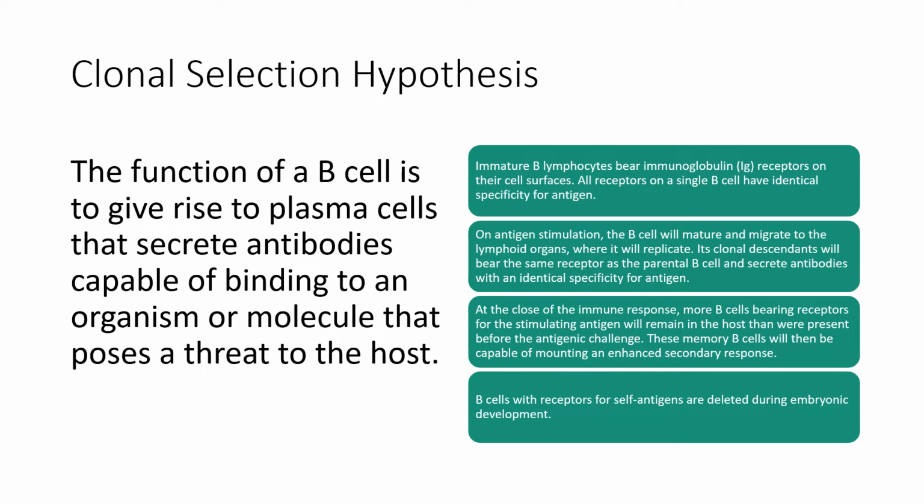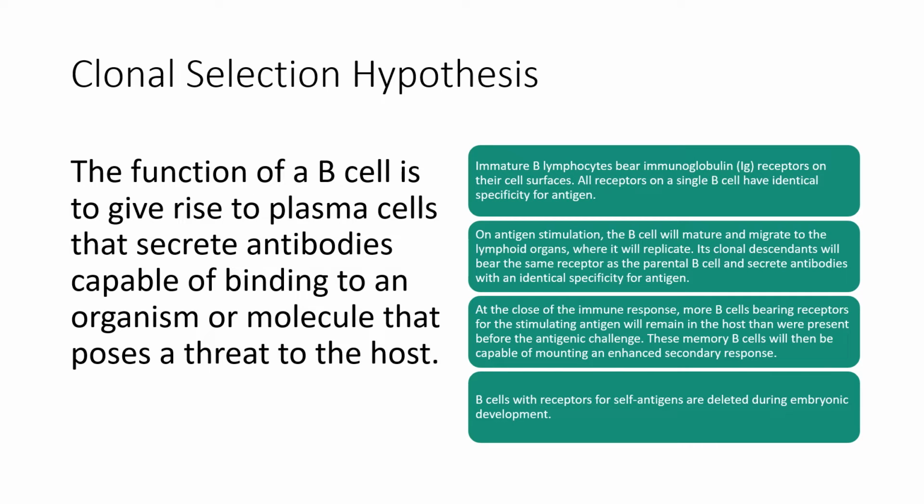So a lot like with T cells, the main goal here is to create a clone of cells that all have a really good specificity for a particular antigen. What's really different about B cells is that their job is to give rise to plasma cells that secrete antibodies, which can bind to particular pathogens or pieces of pollen or whatever is triggering your immune system. Anything that poses a threat to the host. Your antigen, basically.